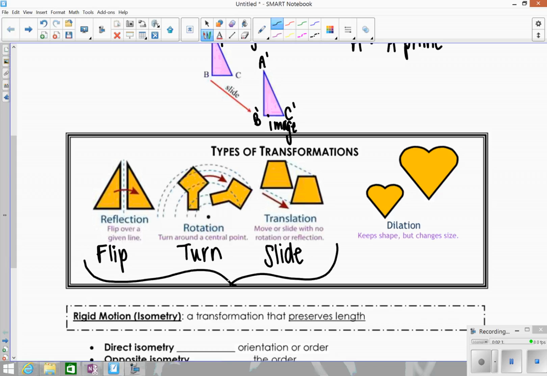So you can flip something, you can turn it, you can slide it, and it'll stay the same. So what we call these is rigid motions, and that's going to be a big concept this year. So these are all rigid motions because they create figures that stay the same. So they create congruent figures.